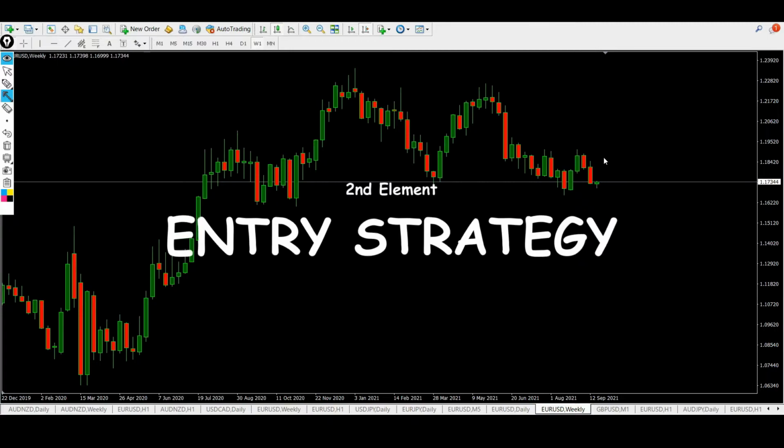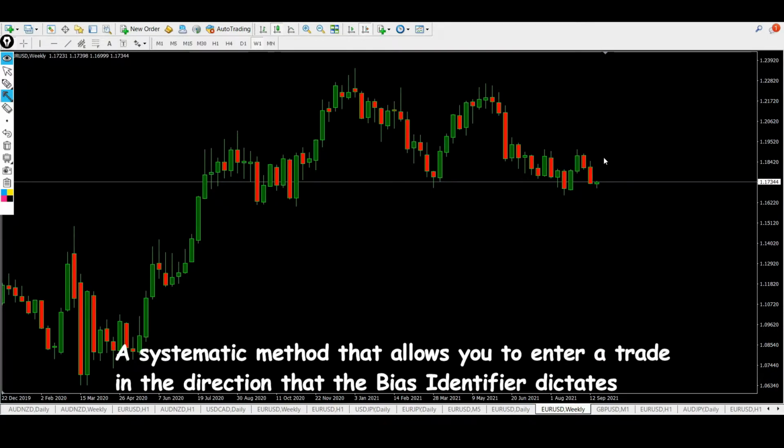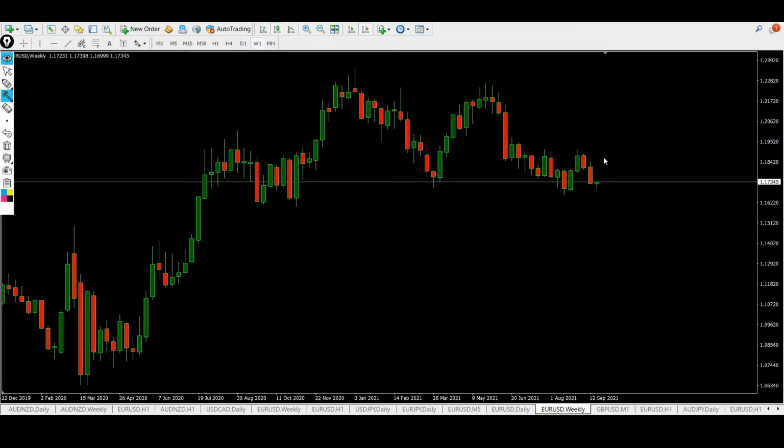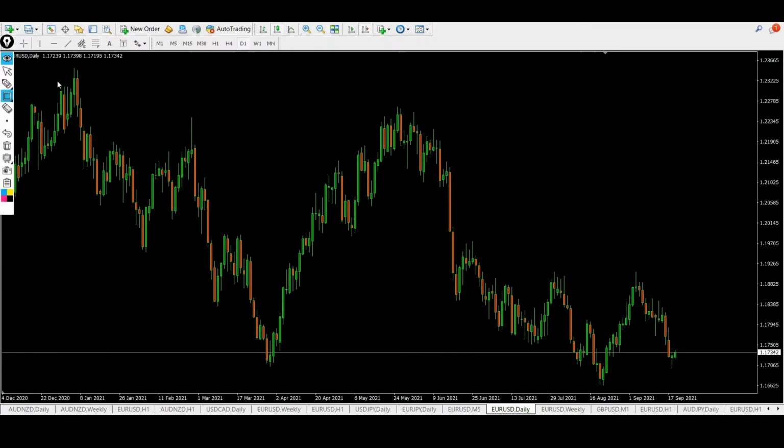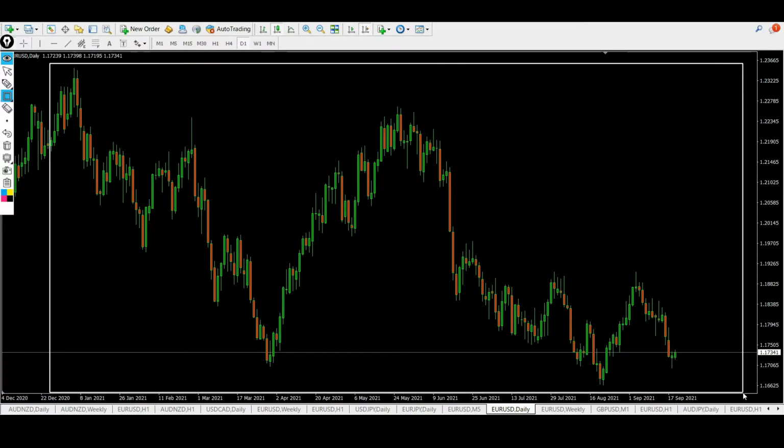So an entry strategy is a systematic method that allows you to enter a trade in the direction that the bias identifier dictates. So for this example, let's go to the daily chart. All right, so again, on this daily chart, that bias identifier that I showed you previously stated that in this entire area, the bias was short. So one example of a systematic method that allows you to enter a trade in the direction that the bias identifier dictates is as follows. In my case, I will look for pivots in which there is more short strength than long strength, where I'm looking for short entries along with the short bias.